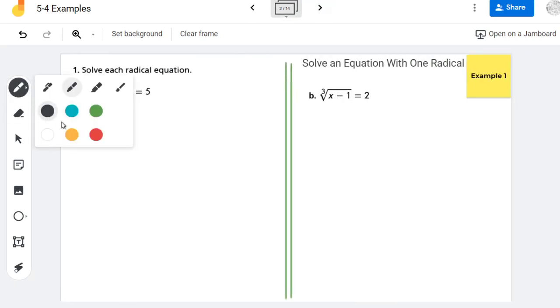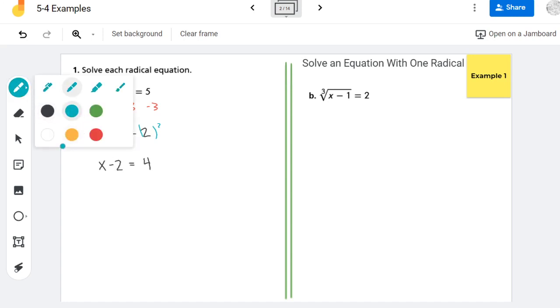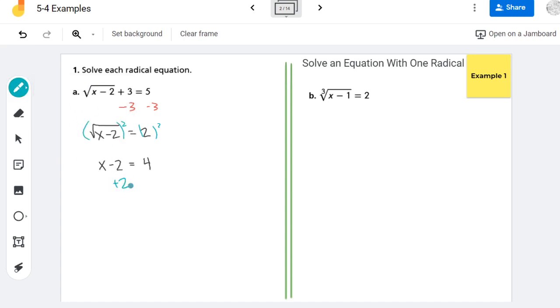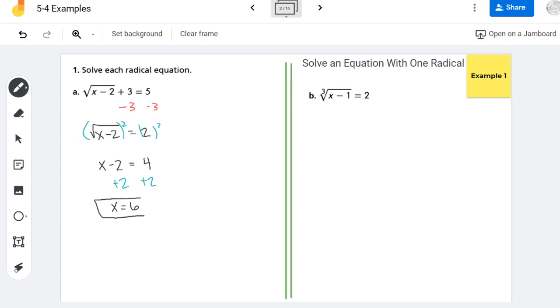Now let's get into the third problem. Again, we want to get the radical alone. I need to remove the 3 by subtracting it from both sides. So I get that the square root of x minus 2 is equal to 2. Then to remove that root, I'm going to square both sides of my equation. This turns into x minus 2, and on the right, 2 squared is 4. Then to get rid of the minus 2, I'm going to add 2 to each side, which gives me that x is equal to 6.